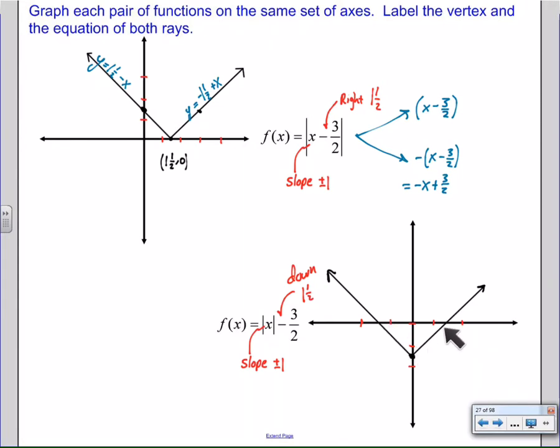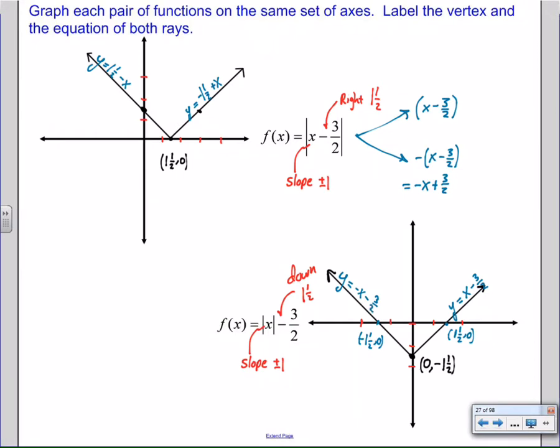Putting all the pieces together, this is a slope of 1, y-intercept of -1.5, so I get that equation. And then the slope here is -1, and the y-intercept is the same, -3/2. Boom. So once again, I did my work correctly.